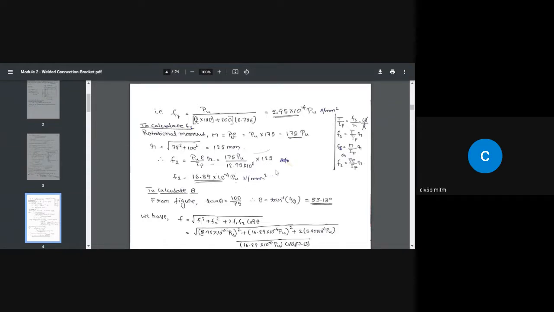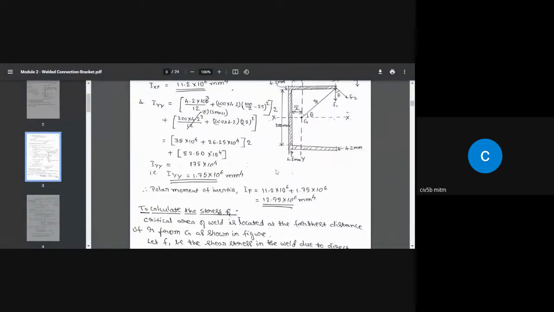Next, we need to find out theta. Again, if you look at this figure, this is theta. Theta is the angle between the shear stress F1 and shear stress F2. As a result of these two, the resulting shear stress is going to be acting somewhere here. That is the F value, and theta is the angle between these two. How do we find the angle theta?